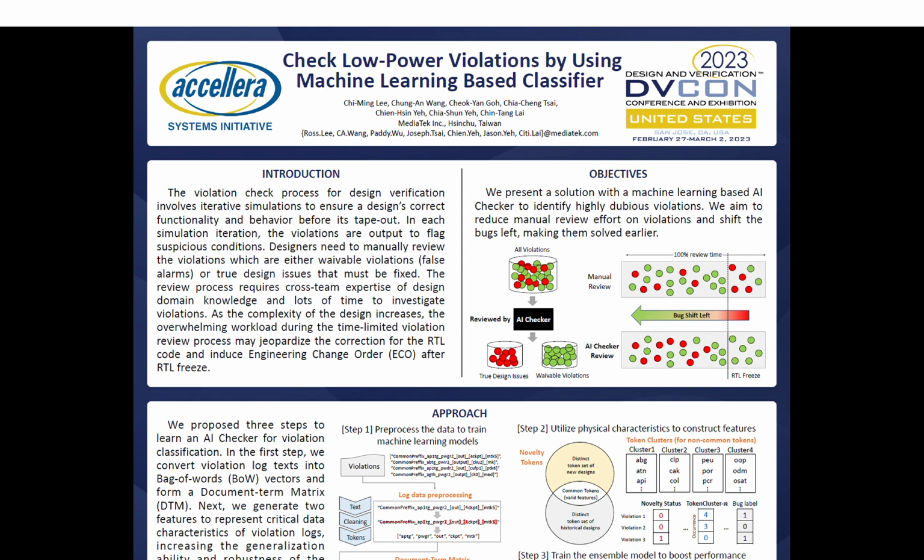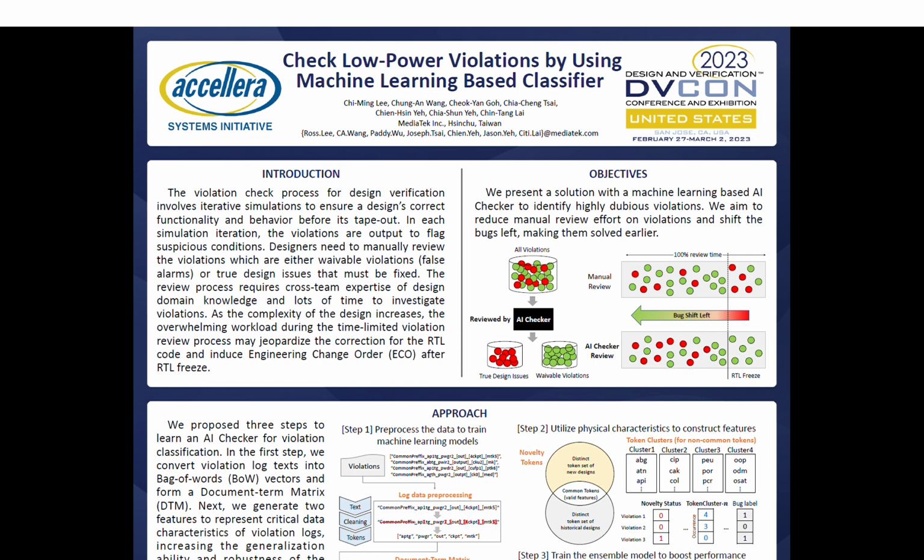First, let me introduce the background. The violation check process for design verification involves iterative simulations to ensure the design's correct functionality and behavior before it steps out. In each simulation iteration, the violations are output to flag suspicious conditions. Designers need to manually review violations, which are either false alarms or design issues that must be fixed. Though these bugs account for a small proportion, the review process still requires cross-team expertise of design domain knowledge and lots of time to investigate violations.